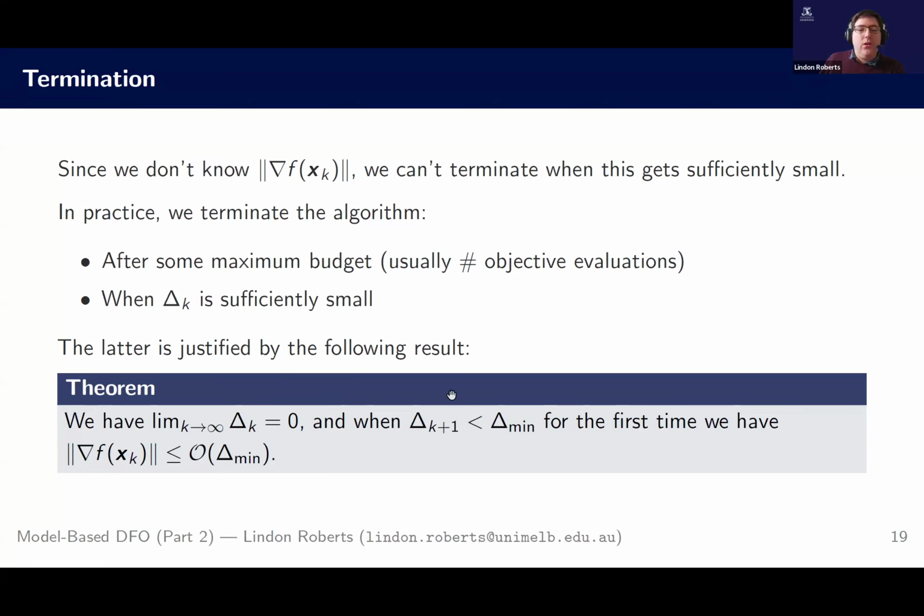But also, when delta drops below some threshold for the first time, we're guaranteed that at that point, the size of the gradient we're terminating on is not too big. It's proportional to the size of that tolerance. Now, again, there are constants in here that depend on the various kappas and so on, but at the very least, this delta min, the tolerance that we terminate on, does track the optimality condition of where we stop. So that basically justifies that terminating on small delta is in fact a sensible thing to do.